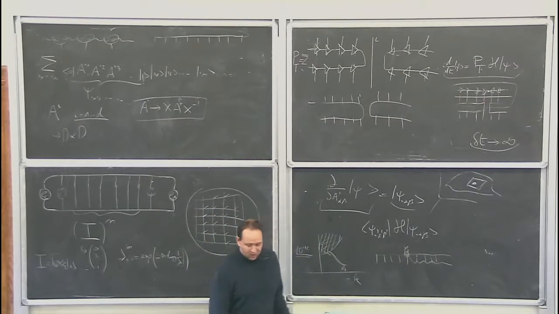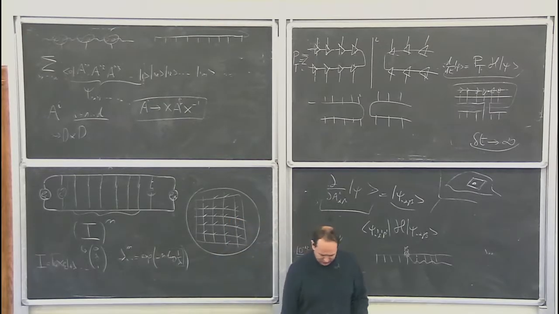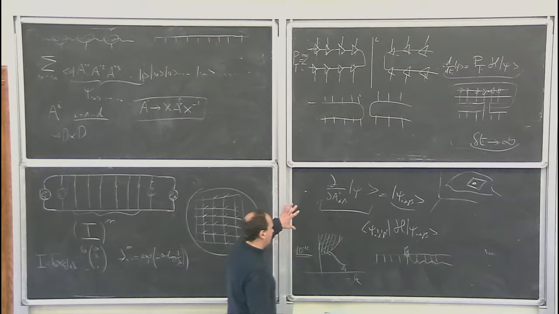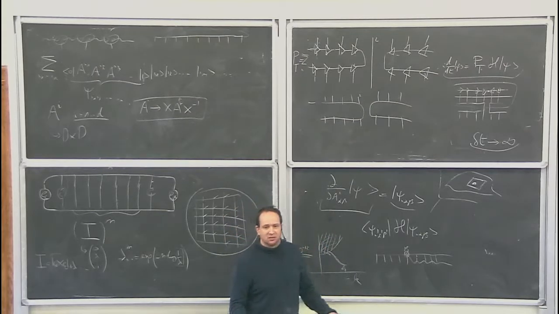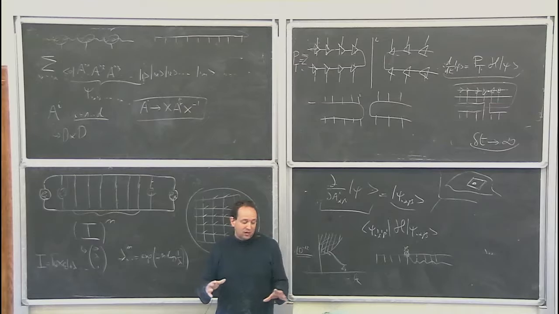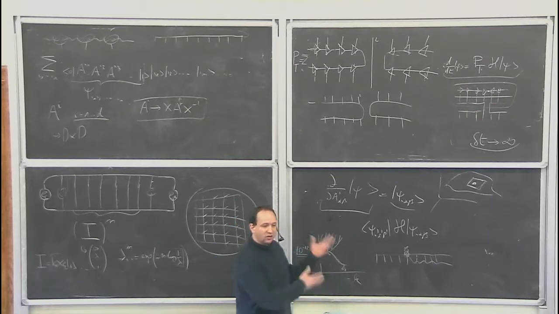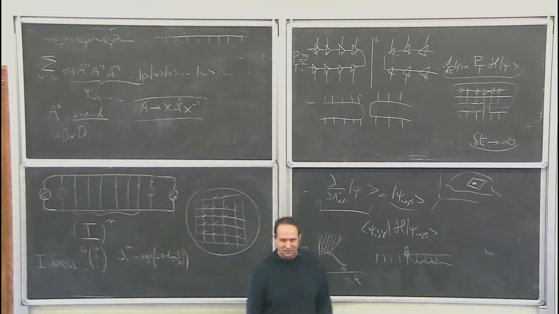So I think we will have a short break here, and we will continue after that with trying to understand the classification of phases. What happens now if you have symmetries, if you have topological order? How can you deal with this in terms of matrix product states? Thanks. A question, yes?